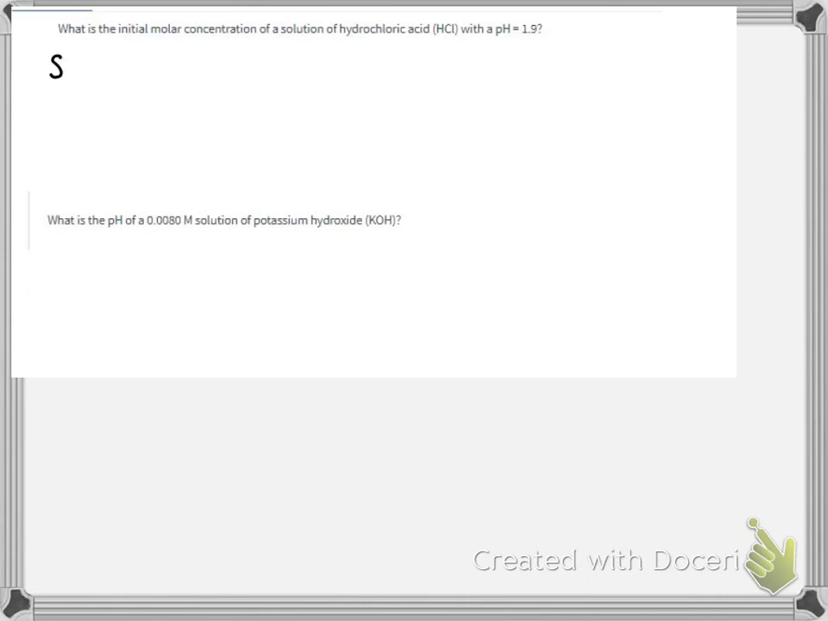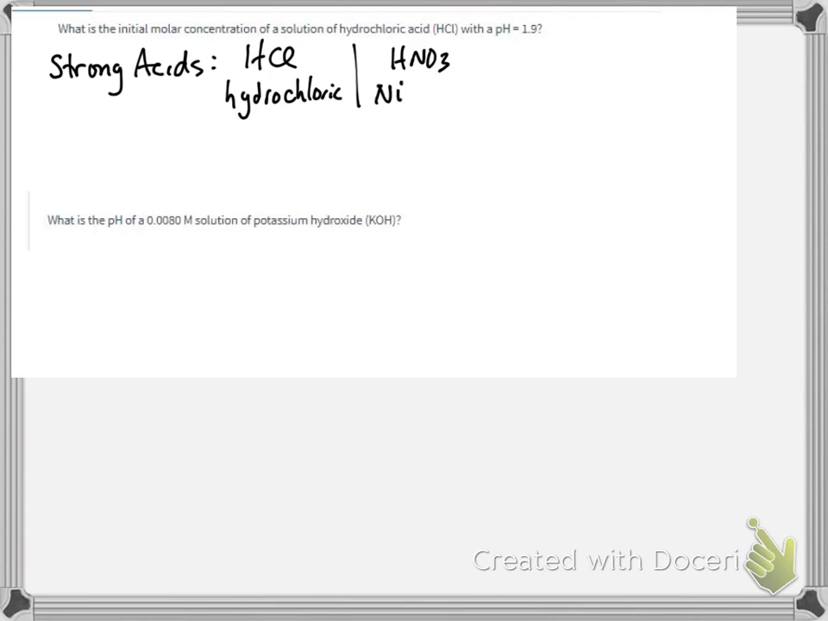Right, so the first thing is which acids are strong, and there are three of them. Now there are more in the world, but in general chemistry you are only responsible for knowing these three. It's HCl, hydrochloric, HNO3, nitric, and H2SO4, sulfuric acid.